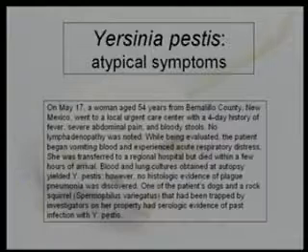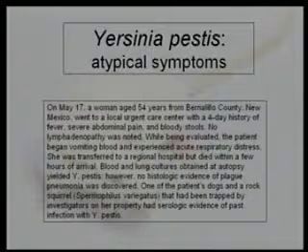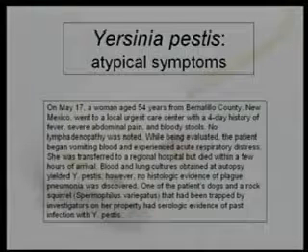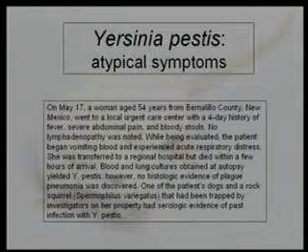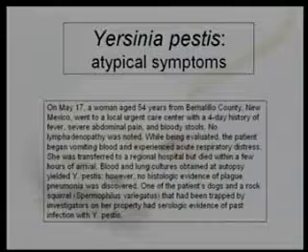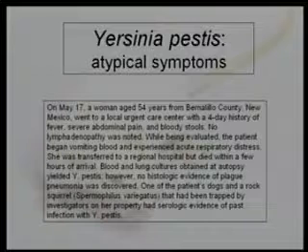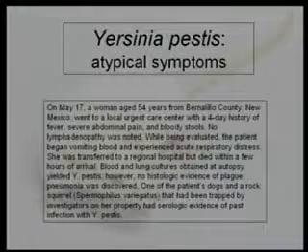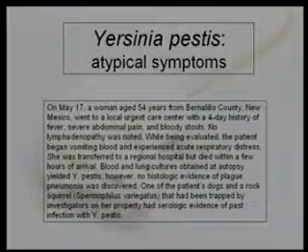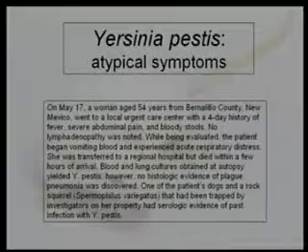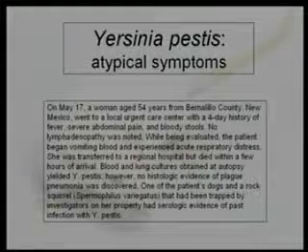Okay, now this is one of the 4 cases that was reported this year. I probably don't have all 4 cases there. On May 17, a woman aged 54 from Bernalillo, New Mexico, it says here, went to a local urgent care center with a 4-day history of fever, severe abdominal pain, bloody stools, no lymphadenopathy was noted. There can be atypical cases. Since it is in that area, that may be the only clue, at least so far.